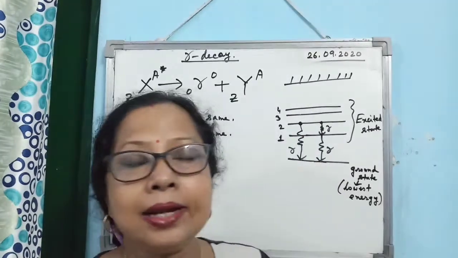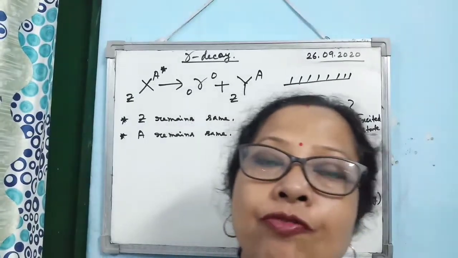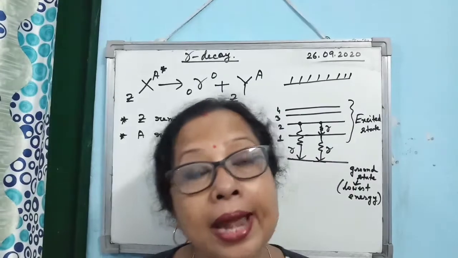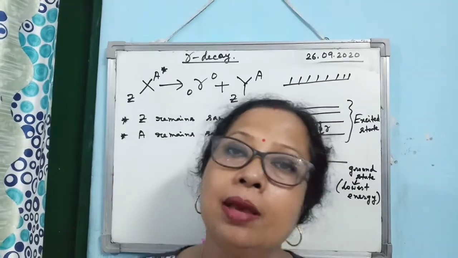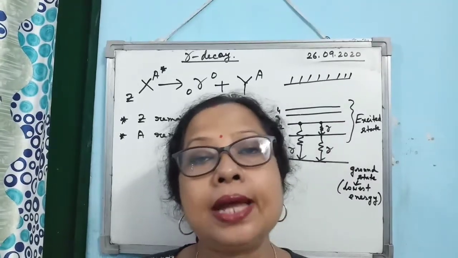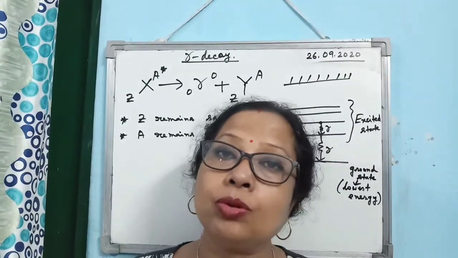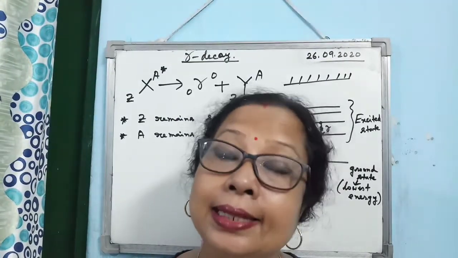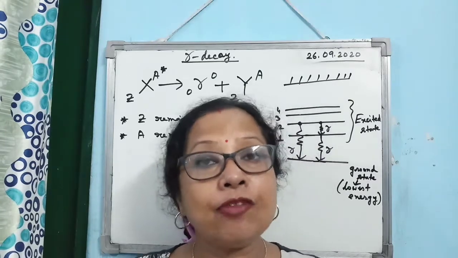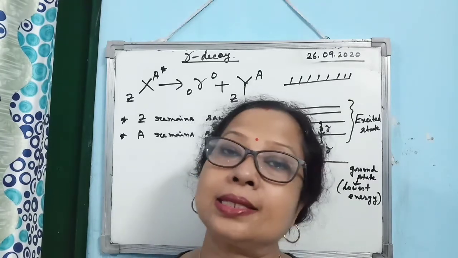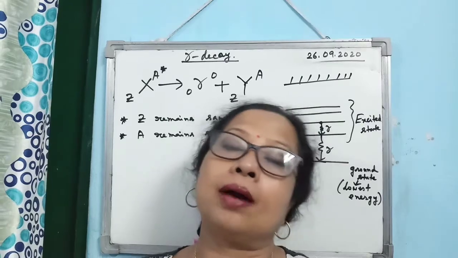And remember, alpha or beta emission may always be accompanied by gamma emission, because when alpha and beta emission takes place, the nucleus gains extra energy. Then the nucleus may be lifted from the ground state to the excited state and cause gamma emission.